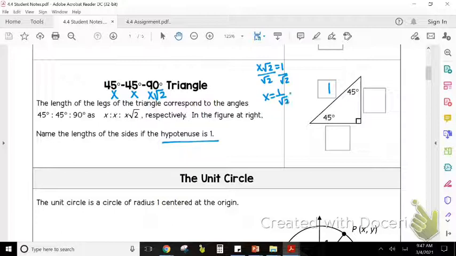But remember, we can't have a radical on the bottom, so we multiply the top and bottom by it to rationalize, and we end up with x equal to the square root of 2 over 2. Across from both of the 45-degree angles, our side is x. So this side is the square root of 2 over 2, and this side over here is also the square root of 2 over 2.